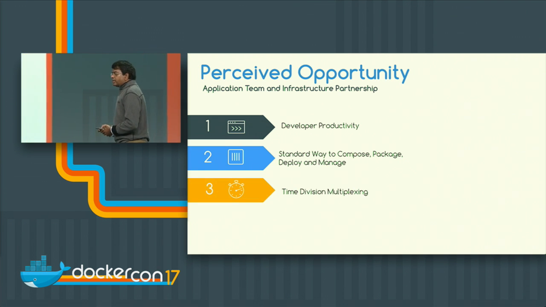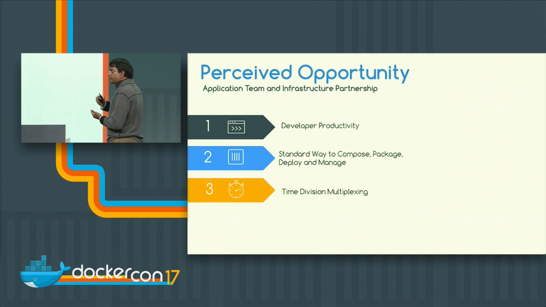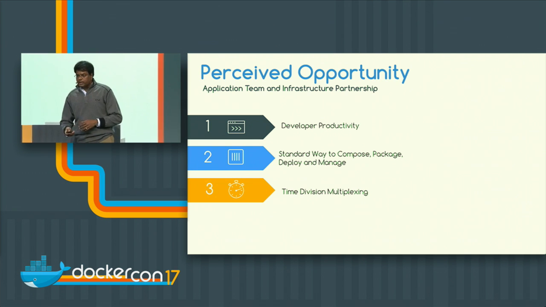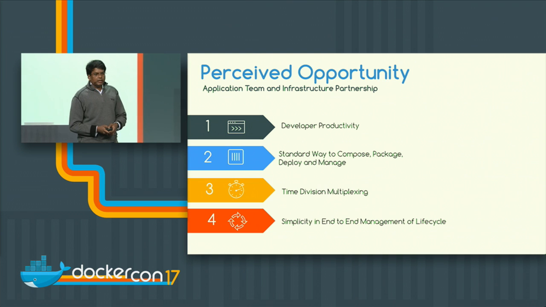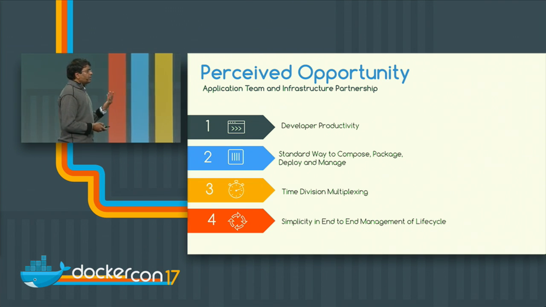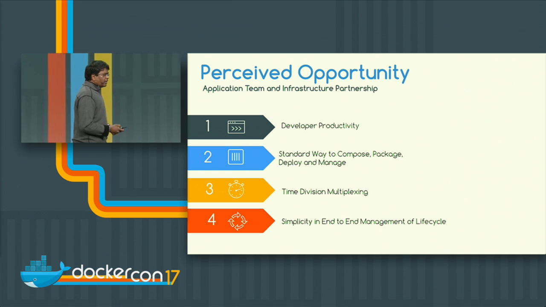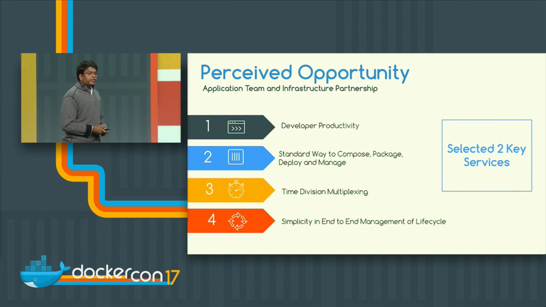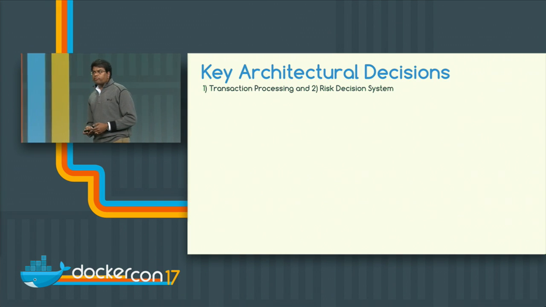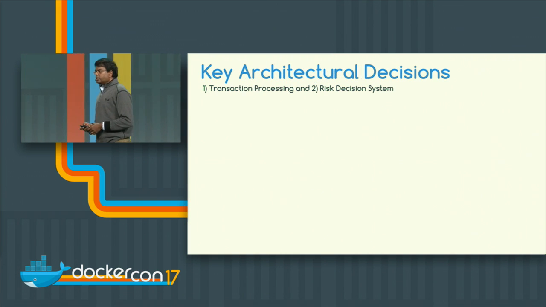And the third one is time division multiplexing. We talked about space division multiplexing earlier. Now I can do time division multiplexing as well, and we'll talk about that in a minute. And overall, it felt simple to manage. So we jumped in with both feet, and we picked two key services. One was an authorization platform, and the other was a risk decision system.